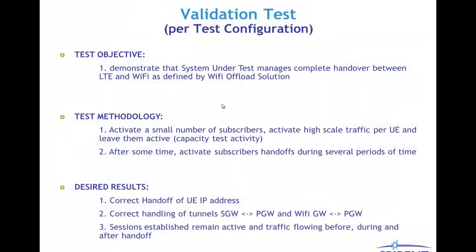So verifying the correctness of the Wi-Fi offload solution will require testing each one of these topologies in terms of validation and performance. Validation will consist of guaranteeing the handoff of the IP address. The UE must maintain the same IP address that was originally assigned in either the LTE network or the Wi-Fi network, and also the handling of the tunnels between the serving gateway and the PDN gateway, and the Wi-Fi gateway and the PDN gateway. These tunnels must be managed before and after the handover, meaning creation and teardown of tunnels or tunnel traffics between nodes for the UE traffic.